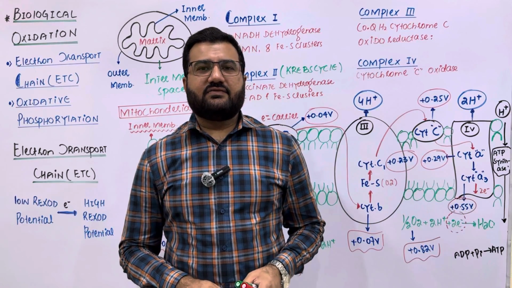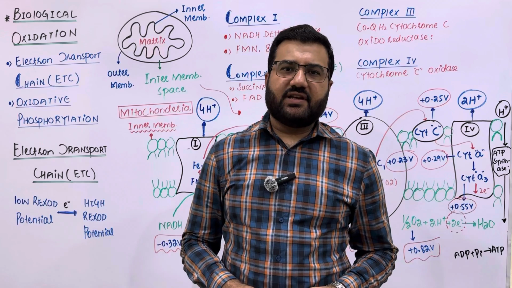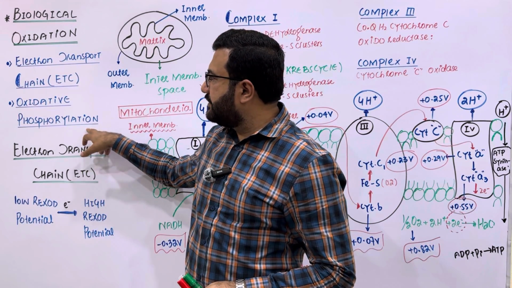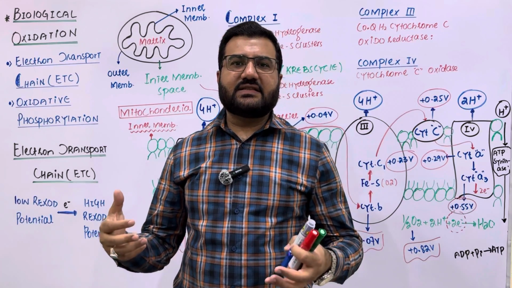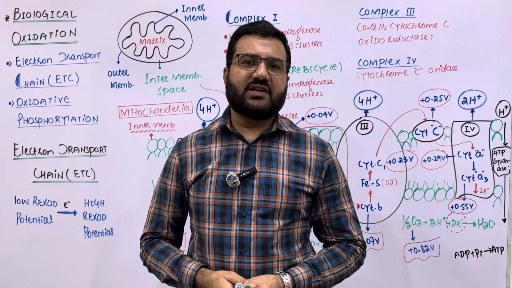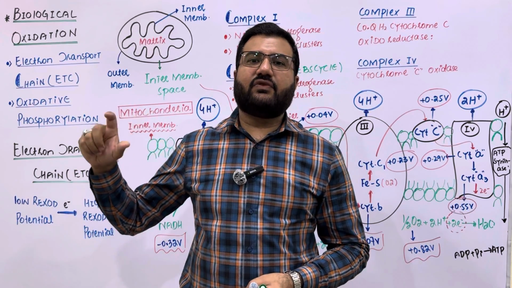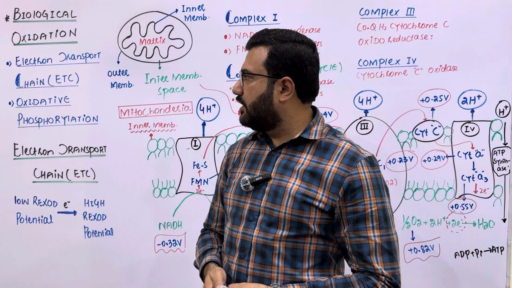Welcome dear students, we have already discussed in detail the electron transport chain and now in this topic we are going to discuss oxidative phosphorylation. Oxidative phosphorylation is a process which is coupled with the electron transport chain and it involves the phosphorylation of adenosine diphosphate to adenosine triphosphate, which is an energy rich molecule.